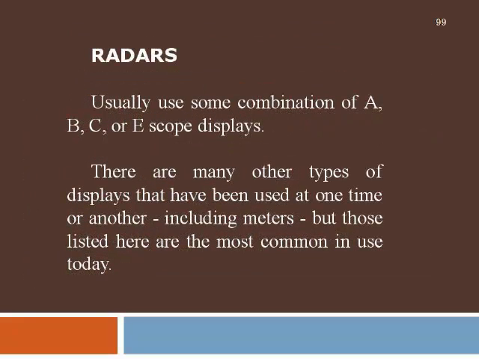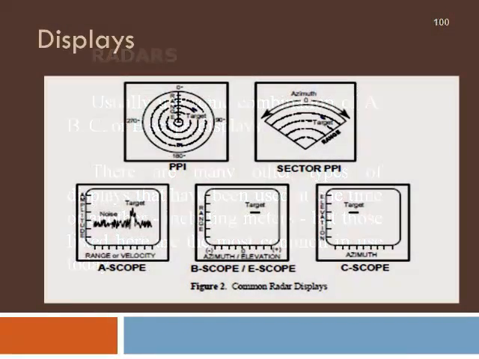The types of displays used are A, B, C or E scope displays. There are many other types of displays that have been used at one time or the other, including meters, but those listed here are the most commonly used ones. The different types of displays are shown here: A, B or E, then C, then PPI and sector PPI.